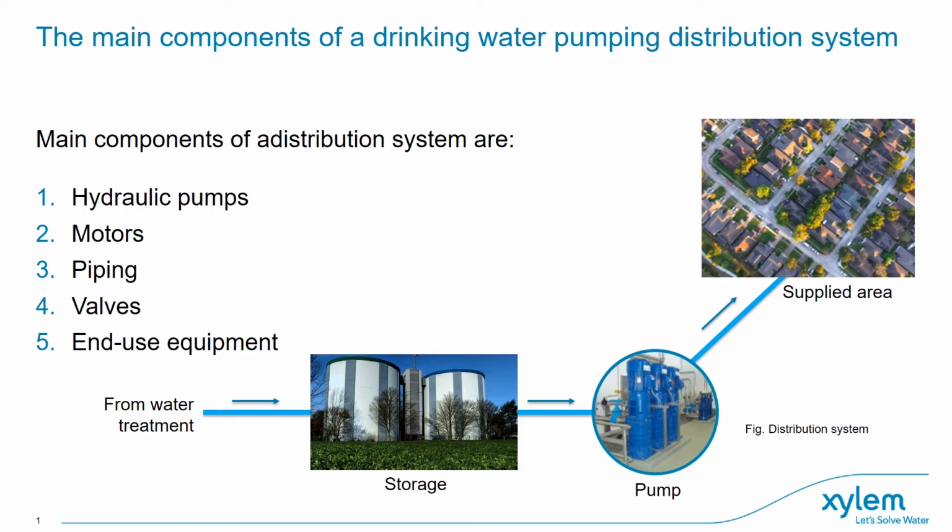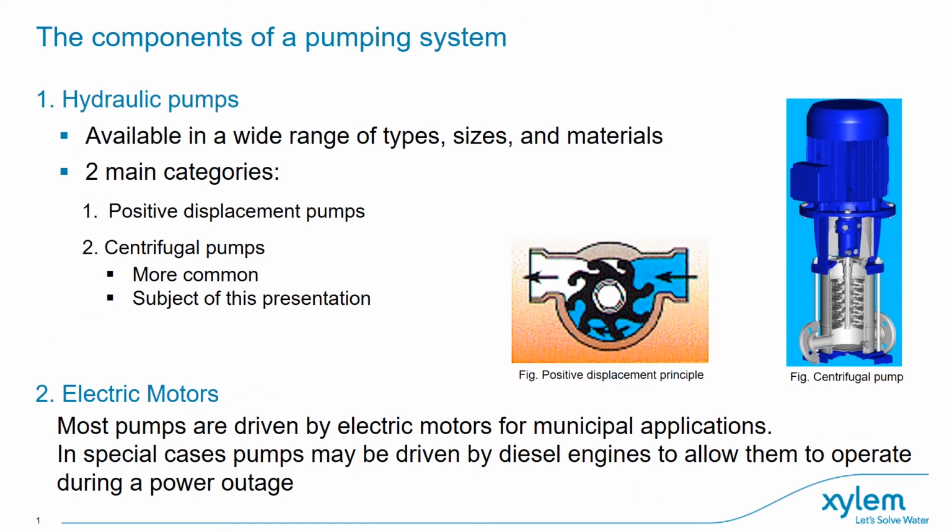We start with the components of a drinking water pumping distribution system, which are mainly 5: hydraulic pumps, motors, piping, valves, and end-use equipment. With end-use equipment, we mean taps, tanks. When it comes to pumps, these are available in a wide range of types, size, and materials, and they can be classified into two main categories. There are two categories: positive displacement pumps and centrifugal pumps.